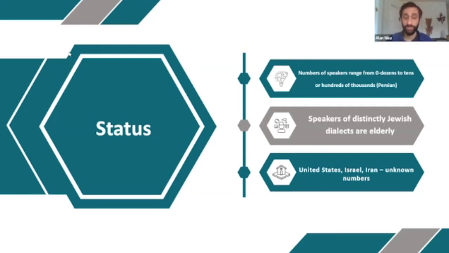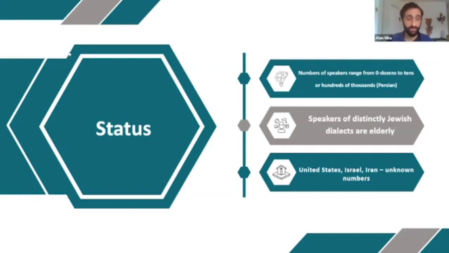Speakers of distinctly Jewish dialects are generally very old. So my grandmother speaks a Jewish dialect of Tehrani Persian, which isn't even that different from standard Persian. And she's 92. So these are definitely disappearing. If they're spoken at all, they're spoken in the United States, Israel, and Iran. But again, we don't really know how many.